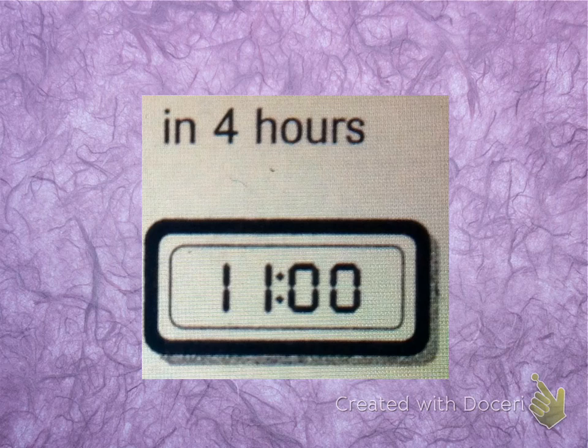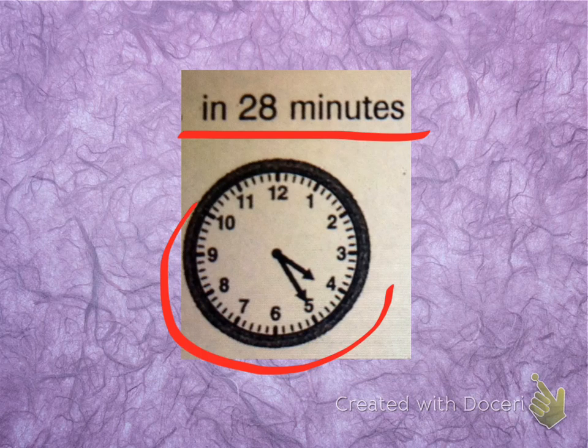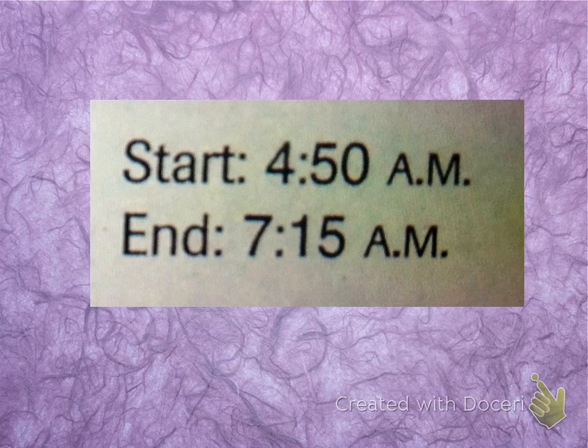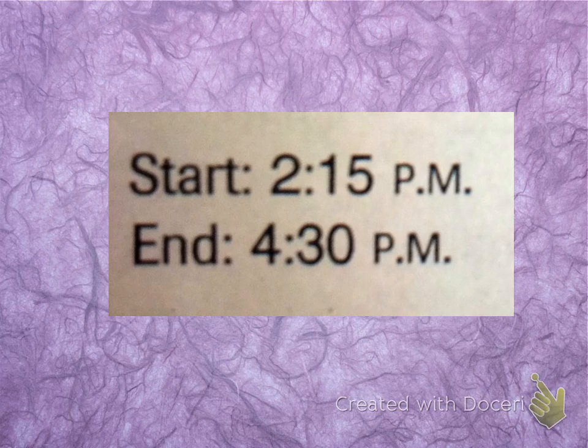And here's the question part of your homework. The first one is, starting at 11 o'clock, what time would it be in 4 hours? The second question is, from this time, what would it be in 28 minutes? Your third question, elapsed time with a start and end time. Starting would be at 4:50 a.m. and then the ending time would be 7:15 a.m. What is the elapsed time from the start to the end time?